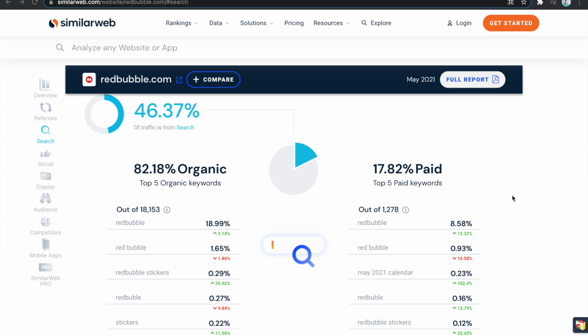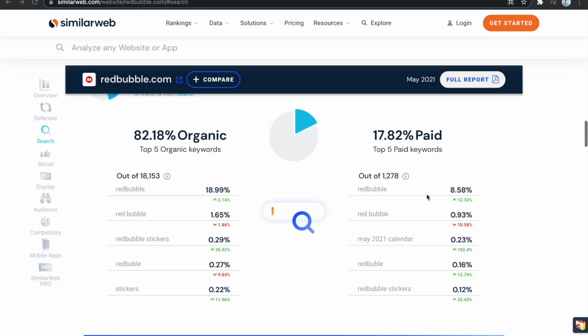In terms of search, 82% out of these 46% of search is organic traffic, with people searching for Redbubble, Redbubble stickers, Redbubble with 1B, and stickers that reaches Redbubble directly. We also have a lot of paid traffic here. Almost 20% is coming from paid traffic, with Redbubble May 2021 calendar, which I have no idea why it's coming to Redbubble, Redbubble again with 1B, and Redbubble stickers.